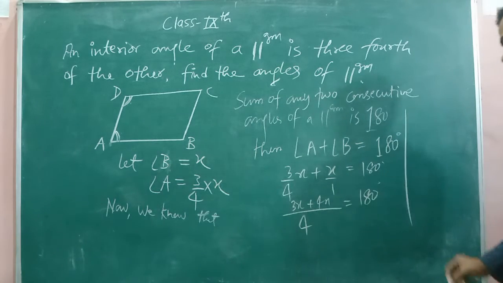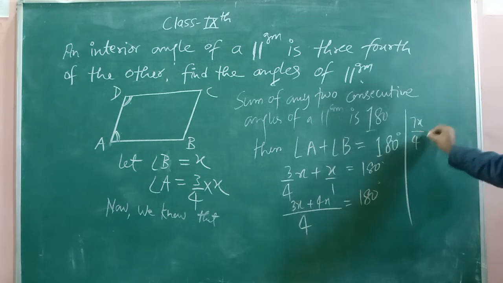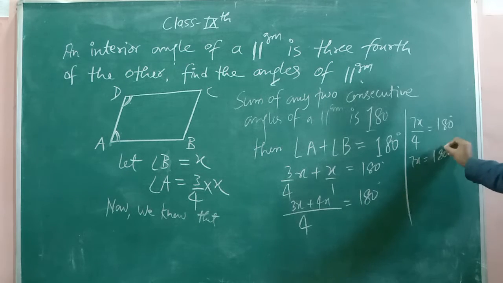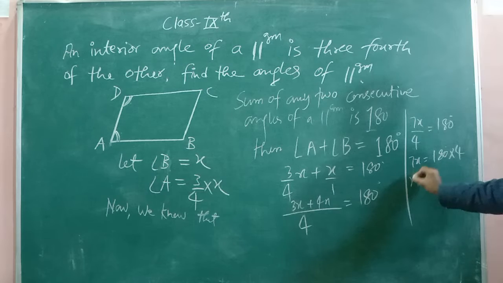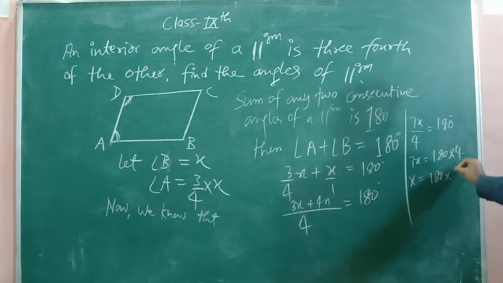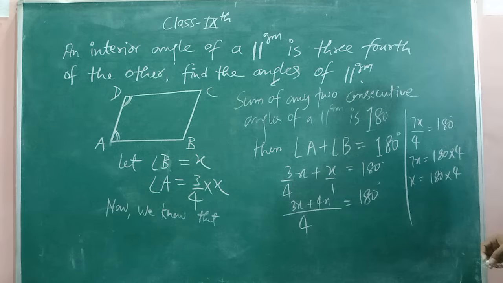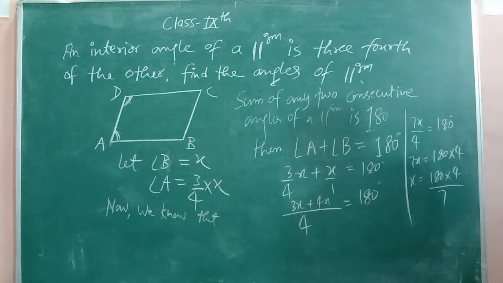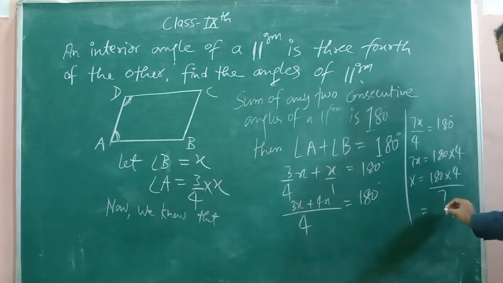On solving, 7x upon 4 is equal to 180 degrees. 7x is equal to 180 into 4. x is equal to 180 into 4 upon 7. So on solving, we will get the answer. One angle is 180 into 4 upon 7, that is 720 upon 7.